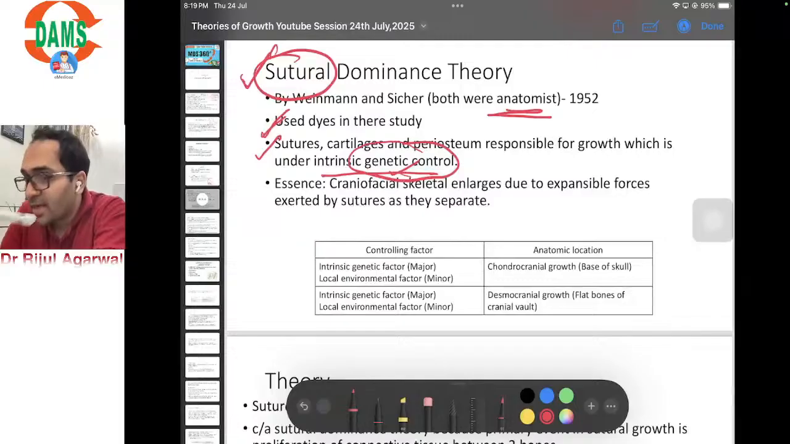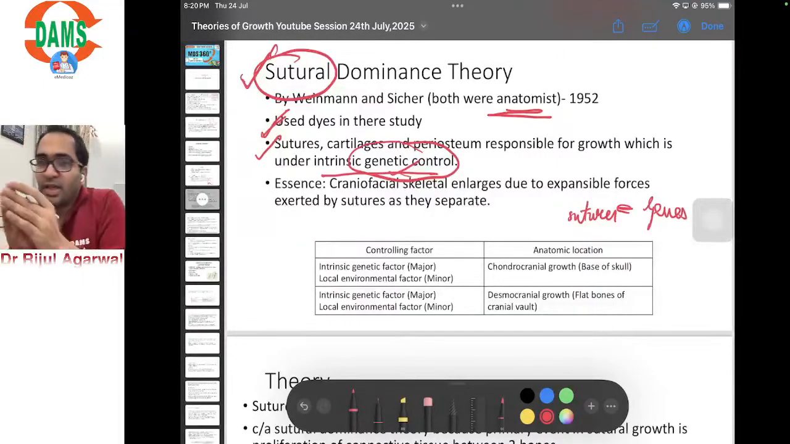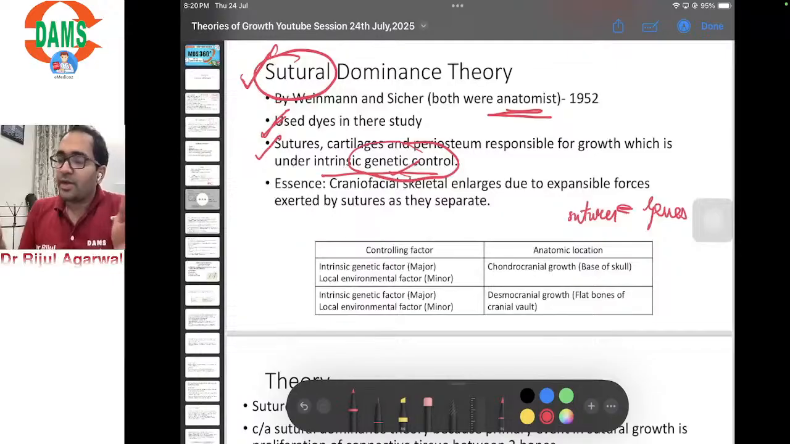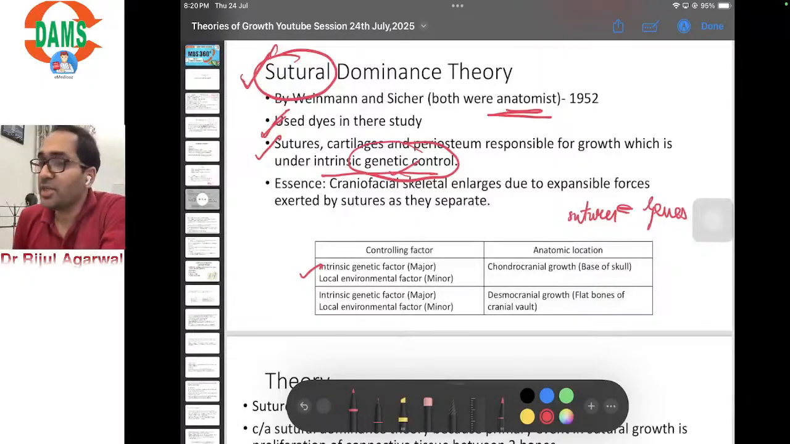Okay, so what is the basic essence of this theory? This says that the craniofacial skeletal system enlarges or grows due to the expansile forces exerted by the sutures as they separate. So what happens is, the growth at the sutures is happening because of genes. Sutures tend to grow. Okay, when they tend to grow, because of this they tend to separate, and when they separate, the surrounding bones also grow. So the role of the intrinsic genetic factors is major and local environmental factors is minor till now.